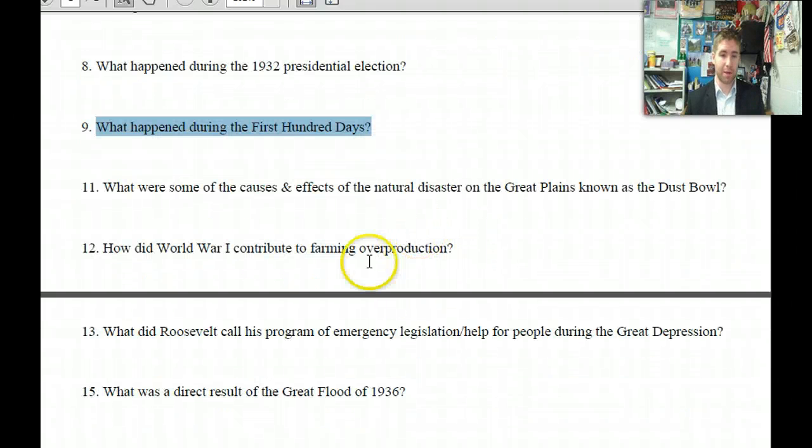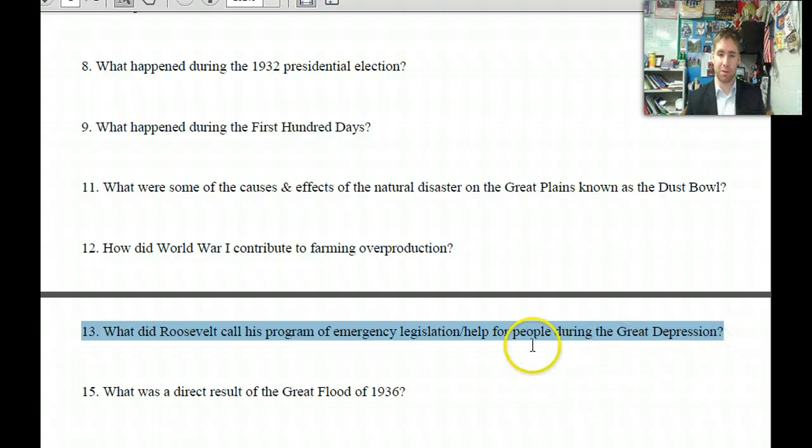All right, I'm going to jump down here to 13 because it ties in. What did Roosevelt call his program for emergency legislation? Remember, that's the New Deal. That is the New Deal. It's we're gonna have a new way of doing things, a new way of helping what's going on. Okay. Some more specific things.